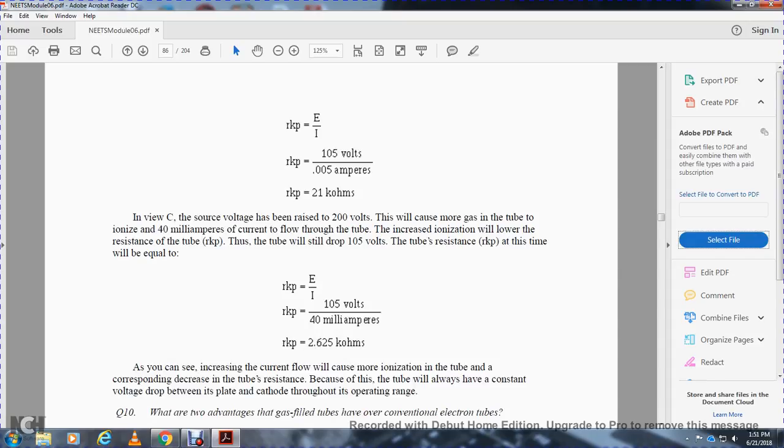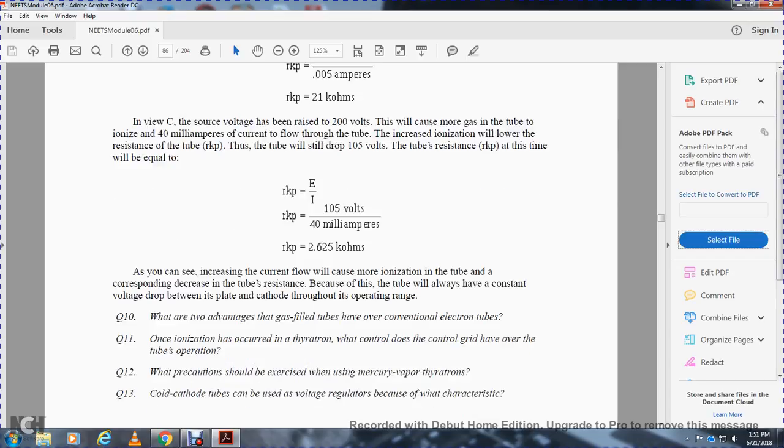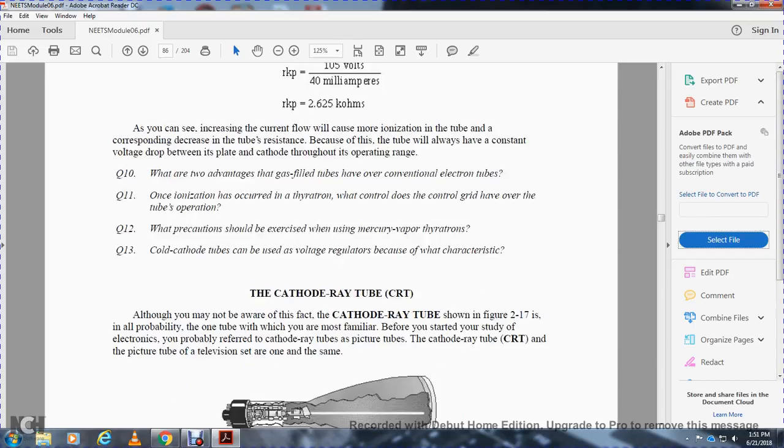The tube resistance, RKP, as the time will equal resistance, cathode to plate: volts over amps, 105 volts over 40 milliamps, 2.6525 ohms. As you can see, an increase of the current will cause more ionization in the tube, but a corresponding decrease of the tube resistance, so the voltage drop across the cathode and plate in the operating range will remain constant.